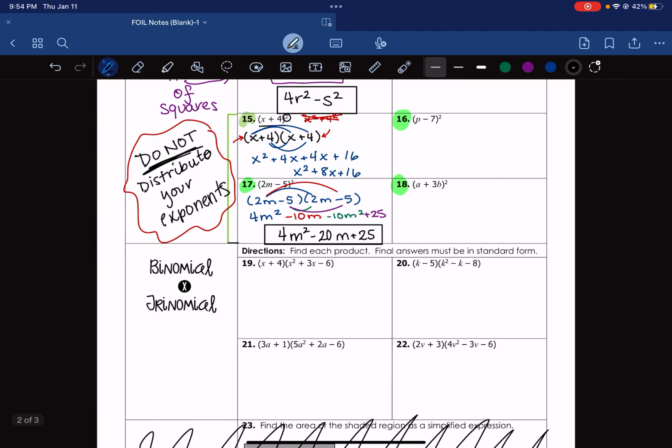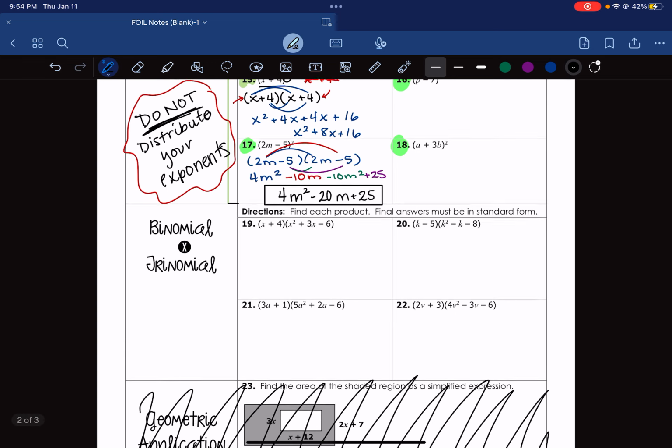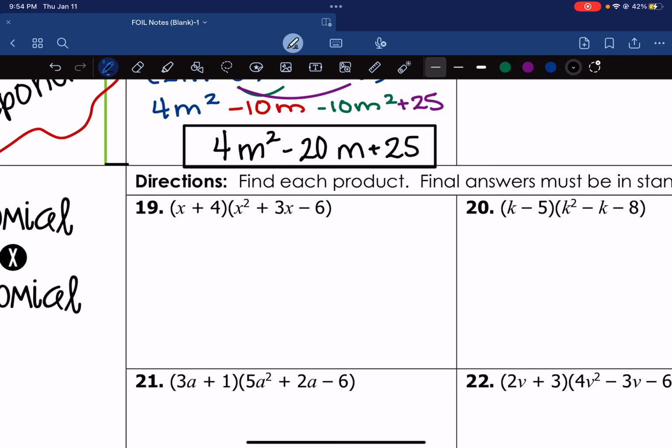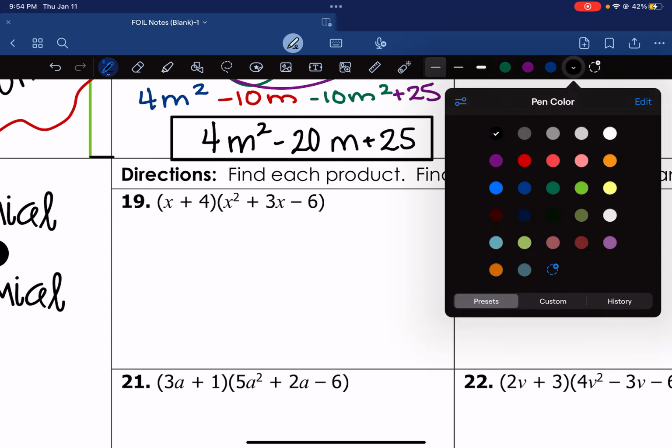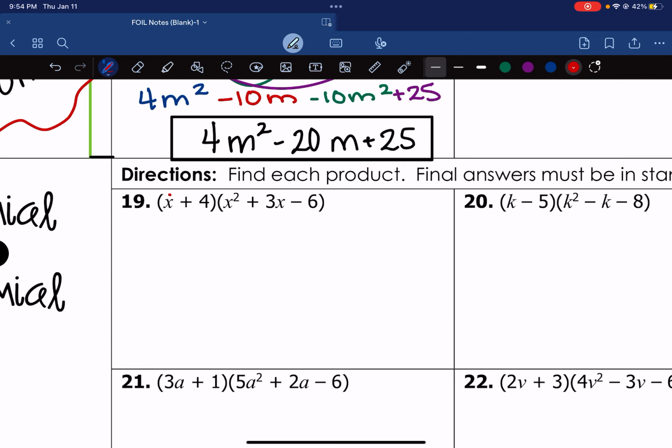I'm going to do one of these binomial times the trinomial problems, and then I'm just going to call it quits so you guys can start your homework. All right, I'll do one of these out. The rules are exactly the same. I do want to see you drawing out your arrows. In fact, it's even more important here to draw out your arrows in some ways because there's more items.